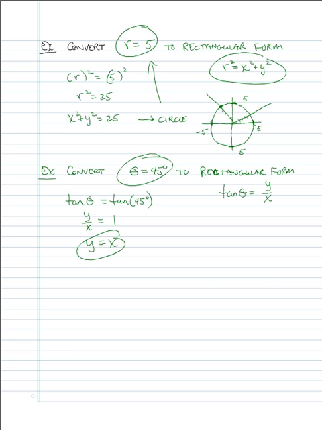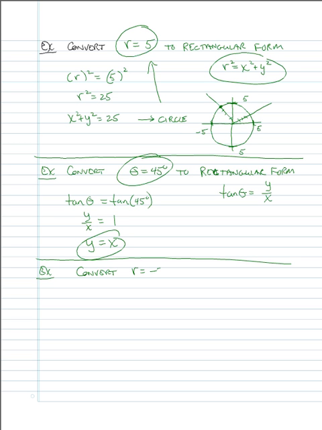We've converted. Okay, let's do one more conversion. And this one probably is the most interesting of all of them for me because we're going to use it later on. So in this case, we're asked to convert the equation r is equal to negative 8 times cosine of theta to rectangular form.